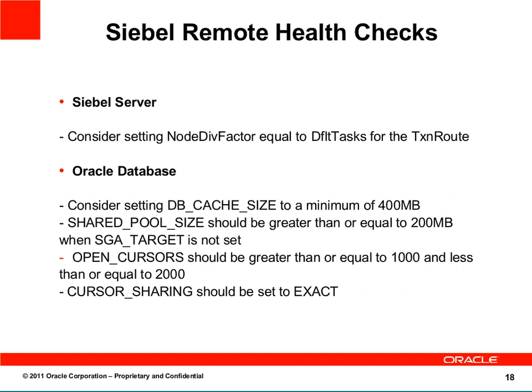Another tip of Oracle health checks about the Oracle database is open cursors, which should be greater than or equal to 1,000 and less than or equal to 2,000, between these numbers. All these parameters, even being Oracle database parameters, are related to Siebel as well. If you're running Siebel with Oracle database, please consider having these parameters set as the slide recommends. And cursor sharing for Siebel applications should be exact.